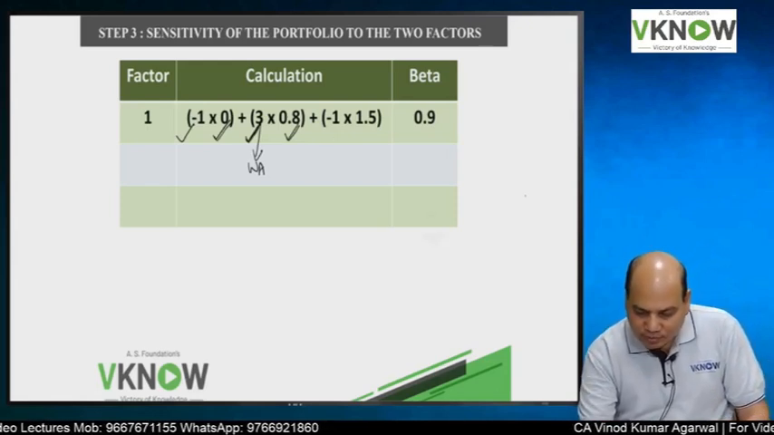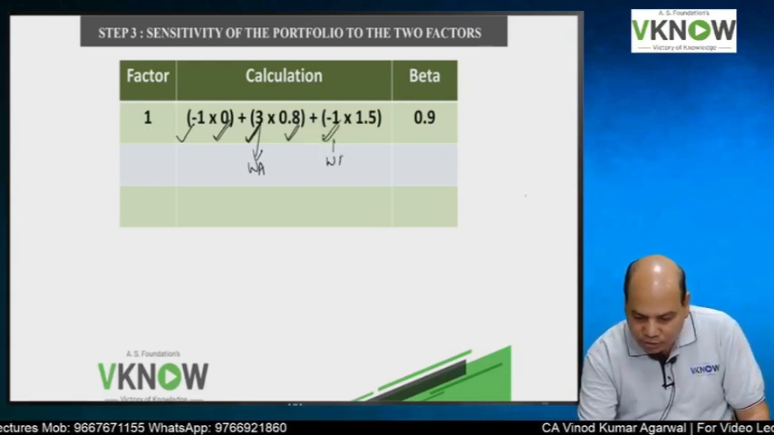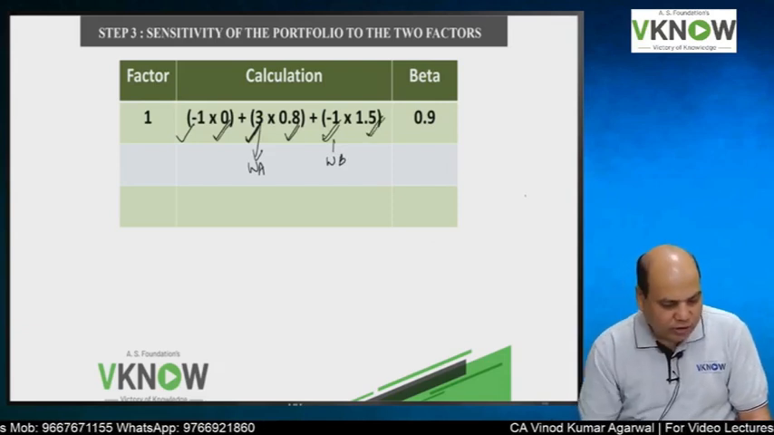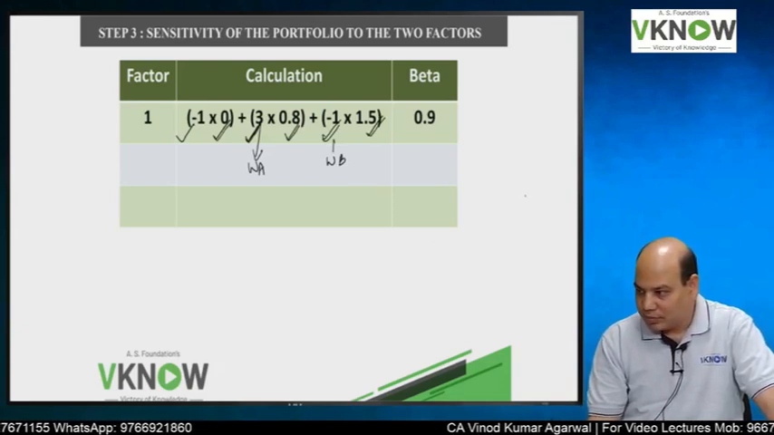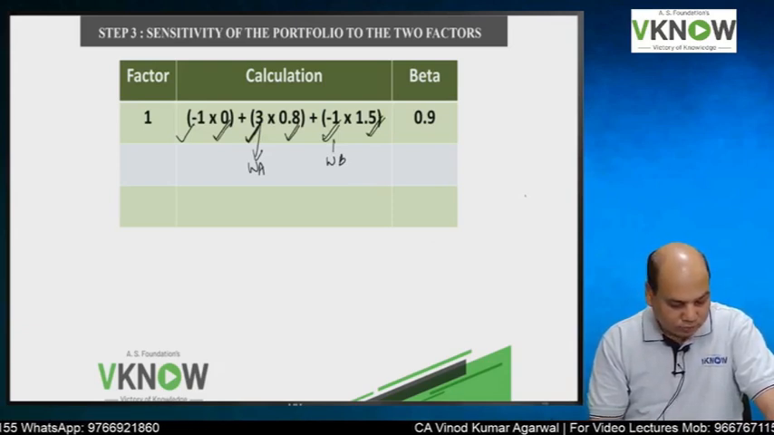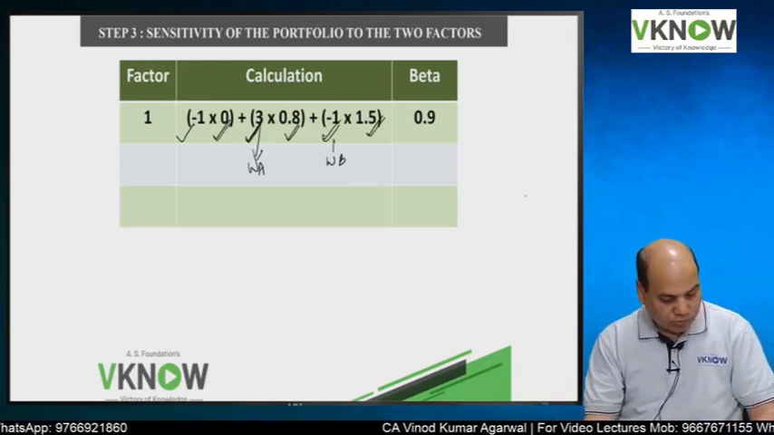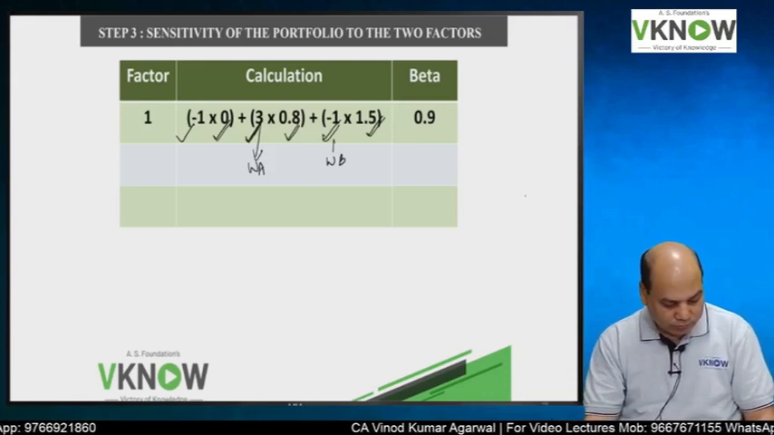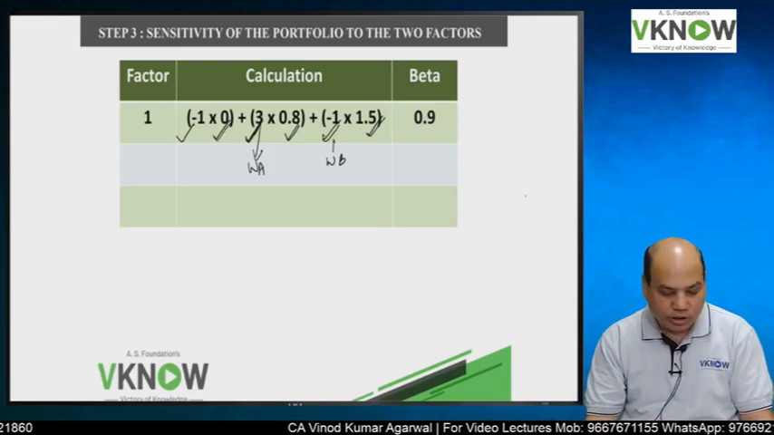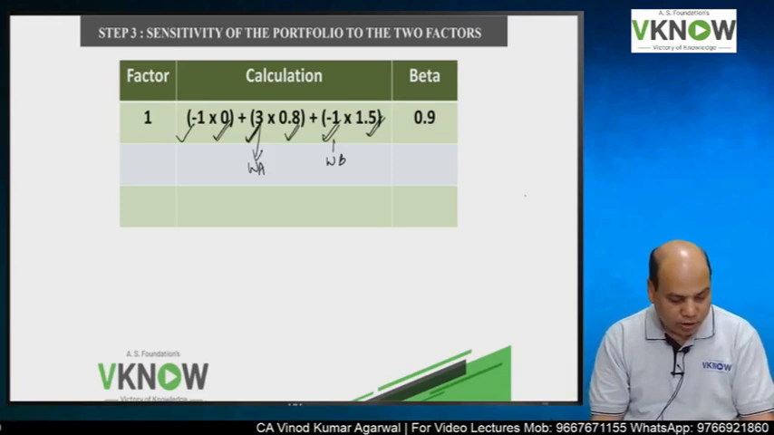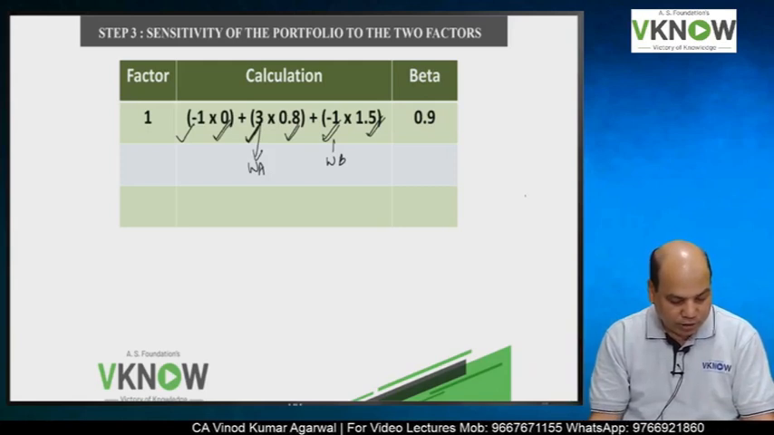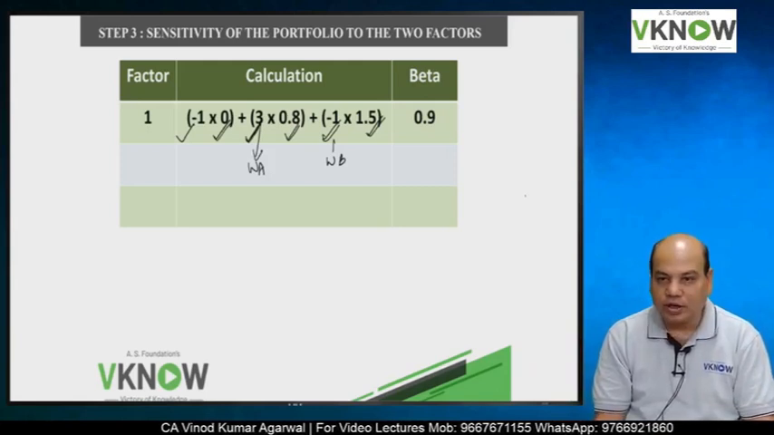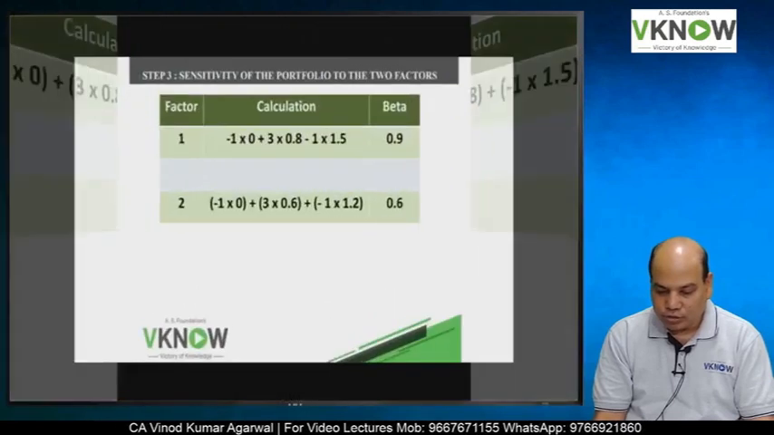Plus minus 1 is the weight of security B, and this is the factor 1 sensitivity for security B. Just do the calculation. Is it 0.9? Right. You will try factor 2 so that I will understand that you are understanding it. Factor 2. Come on.